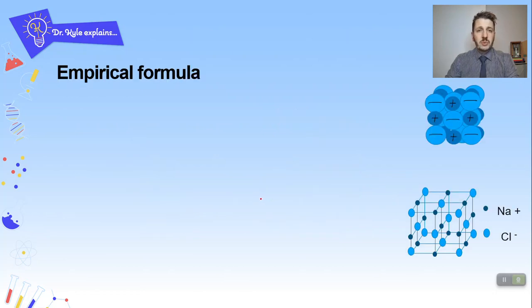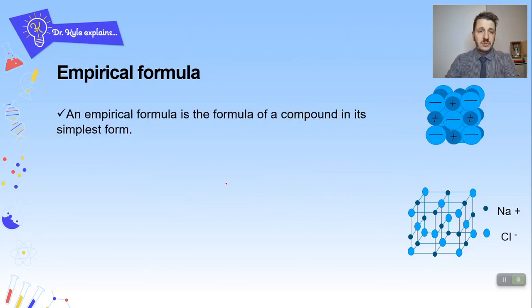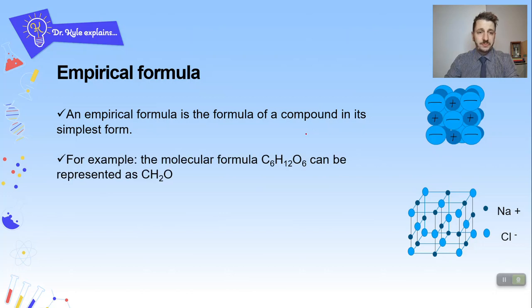Okay, so I just want to quickly recap what an empirical formula is. An empirical formula is a formula of a compound in its simplest form, and these are used all the time for ionic compounds. To give you an example, I've used glucose. Now this isn't an ionic compound, it's actually covalent, but it's still good for the example. So the formula of glucose is C6H12O6.